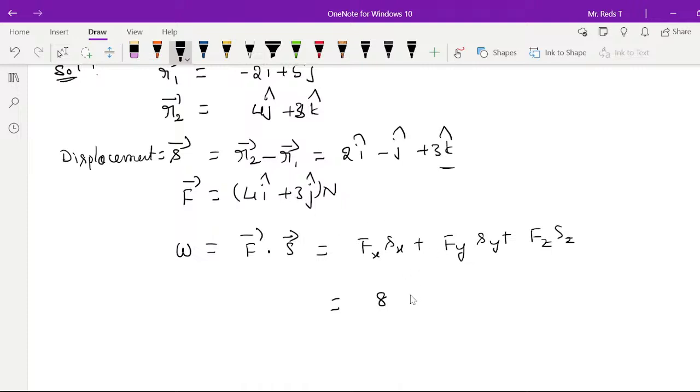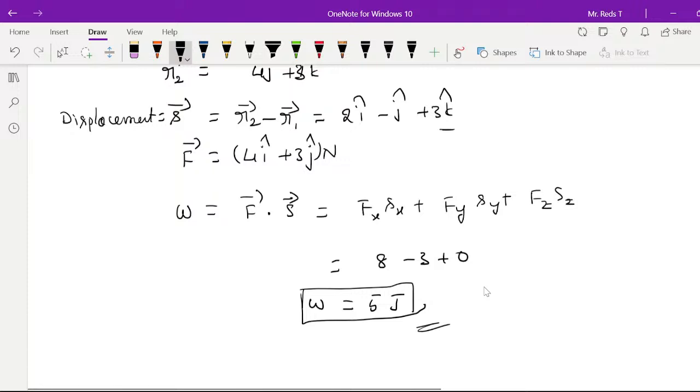Then the y components are minus 1 for S and 3 for F, so 3 into minus 1 is minus 3. The z component of F is 0, so plus 0. So 8 minus 3 is equal to 5. The work done is 5 joule. This is a 2016 question, guys. Next, quickly.